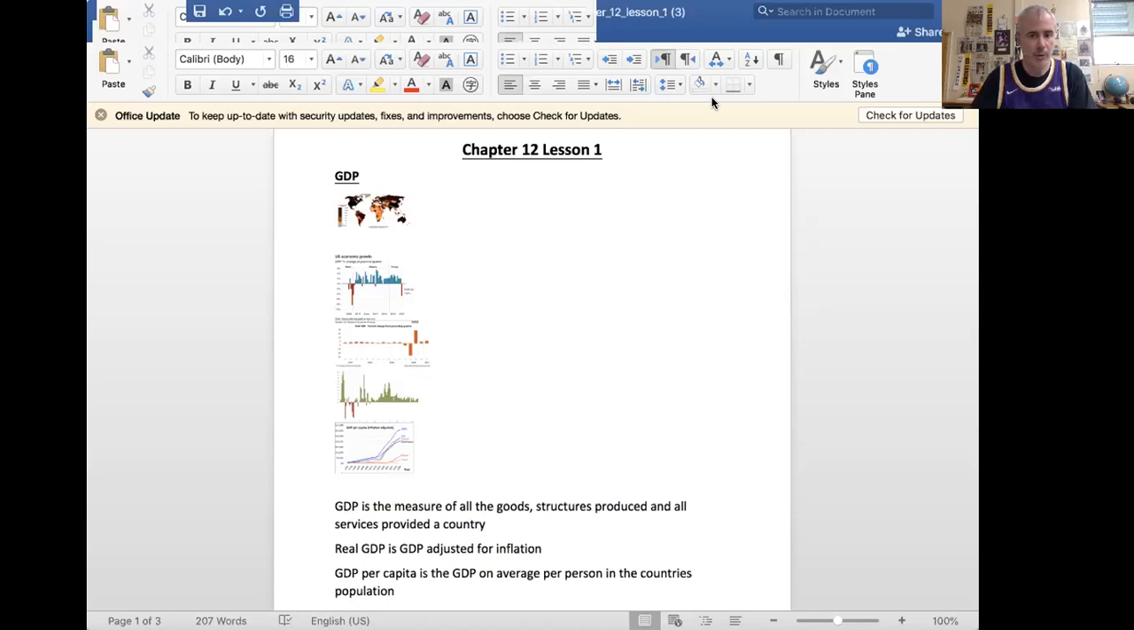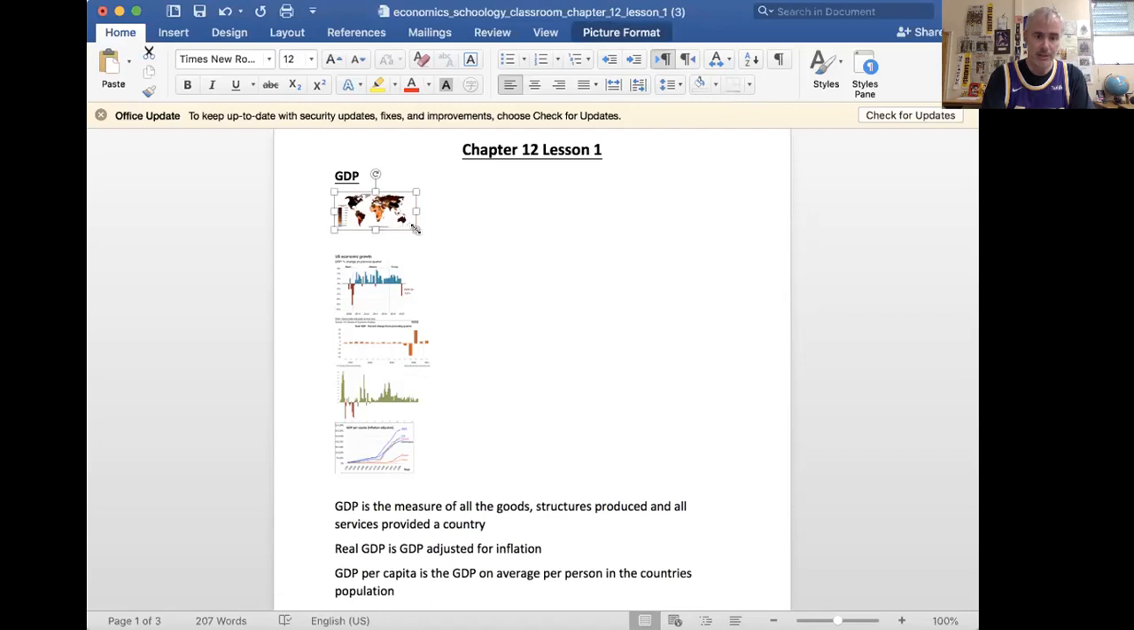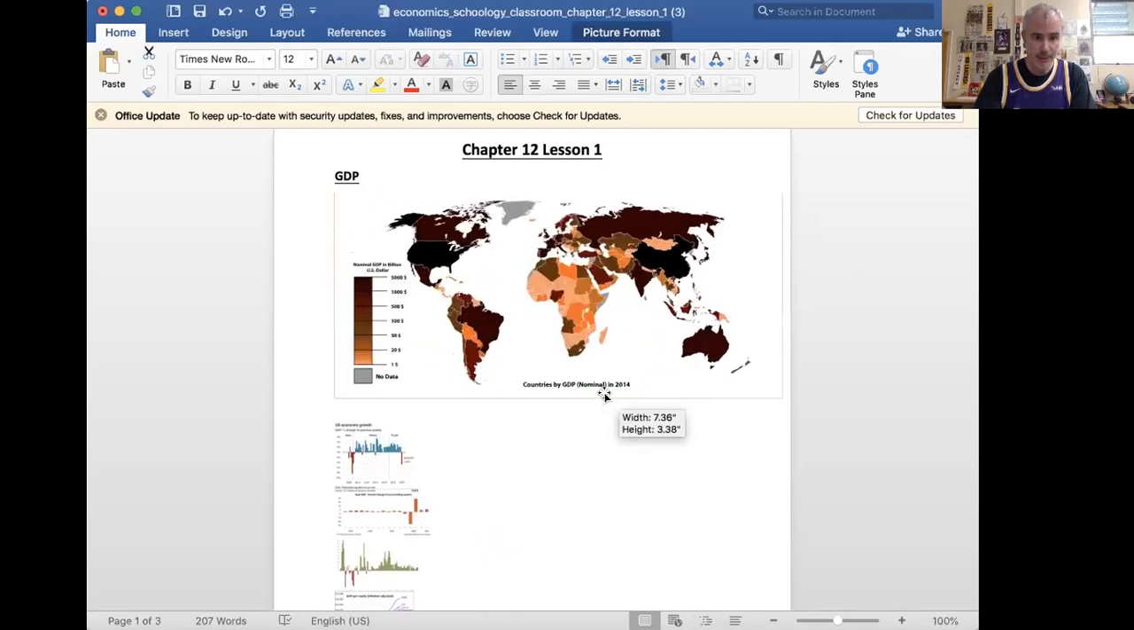And the first and most important way that economists oftentimes evaluate the economy of different countries is through a measure called GDP. GDP is the measure of all the goods and structures produced and all services provided in a country. I oftentimes have described it as everything bought, sold, and made in a country. We're going to find out that's not 100% true. Bear with me.